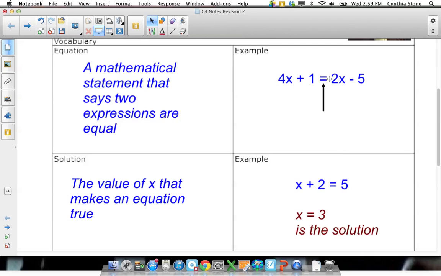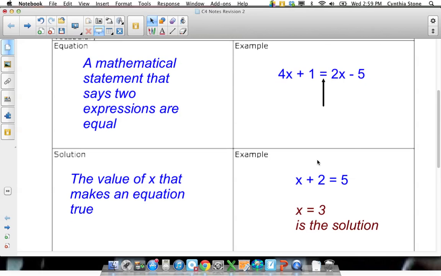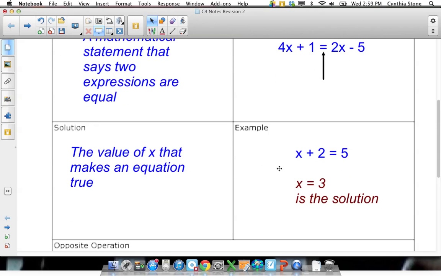I can only say this is true if x is equal to one thing, right? Because if x is equal to, I don't know, 1, for example, 4 times 1 is 4, plus 1 is 5. That would be this side of the equation. This side would be 2 times 1, which is 2, minus 5. That would not be equal. That would not be a solution. So when I say solution, it's figuring out what value of x makes it true.